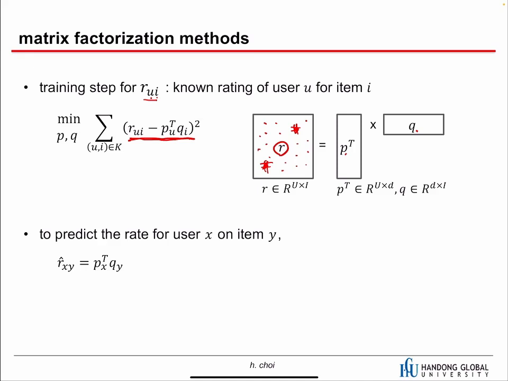Okay, so these are known elements in this matrix. Then we want to minimize these errors. So now after this training, we have matrices P and Q. Then we can estimate all the empty cells here. Okay, so to predict the rating for user X and item Y, we can calculate the inner product between P and Q.